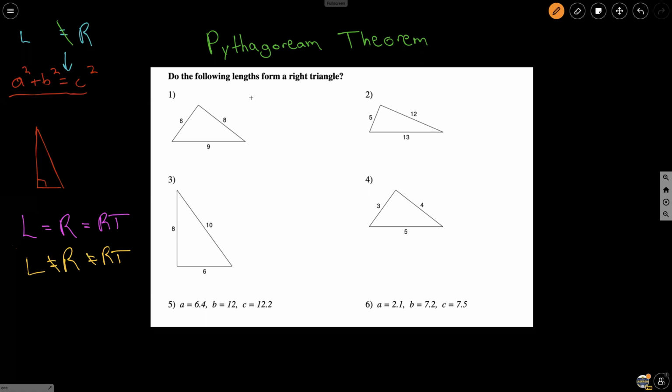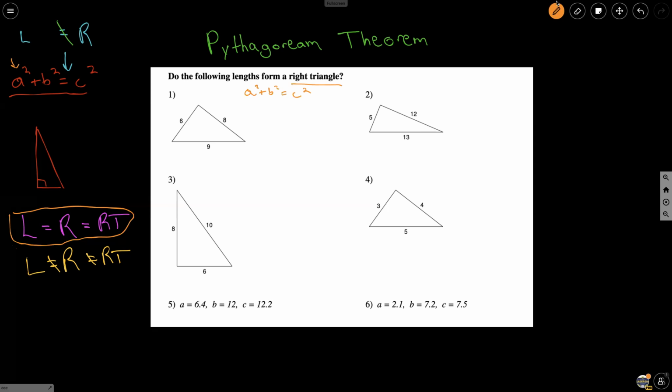So number one, it says, do the following lengths form a right triangle? So we want to see if this rule is true. So to complete that, we're going to go ahead and start off and use our Pythagorean theorem. A squared plus b squared equals c squared.